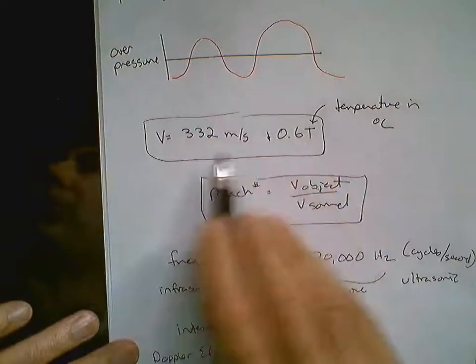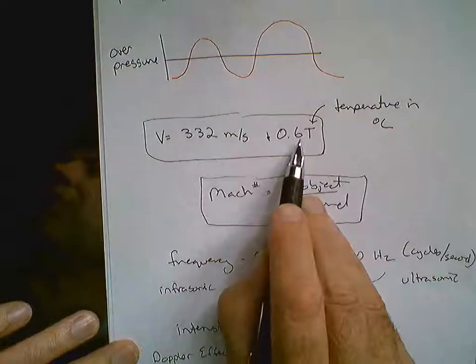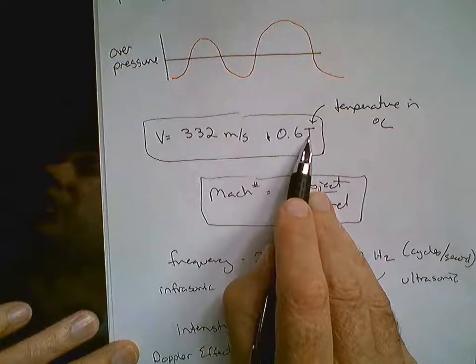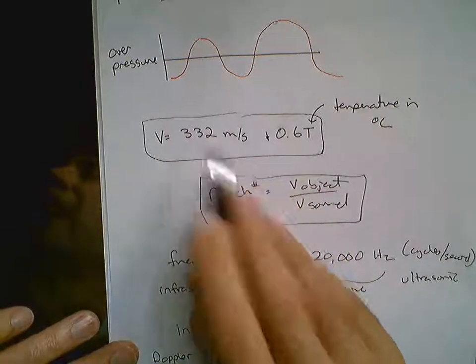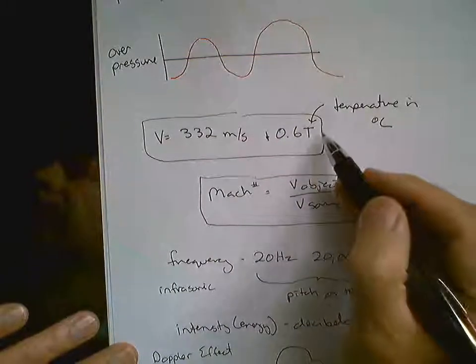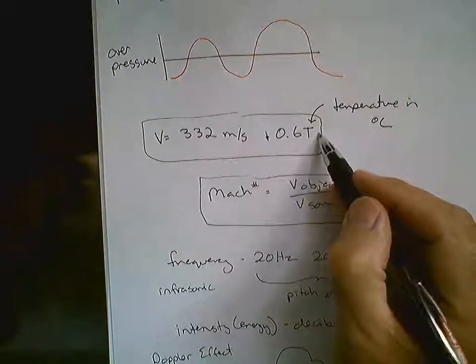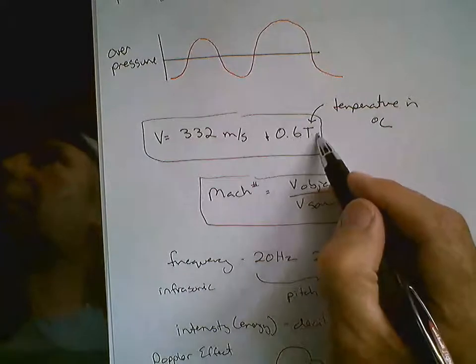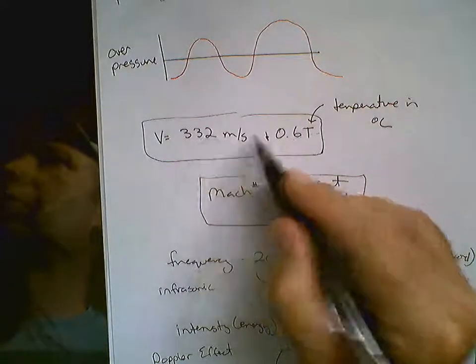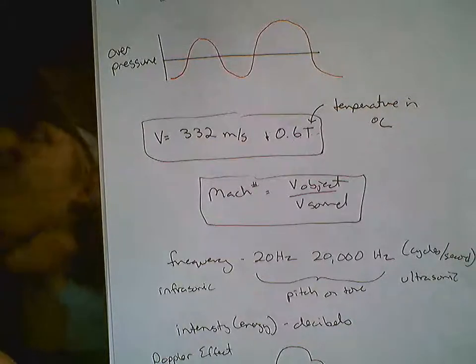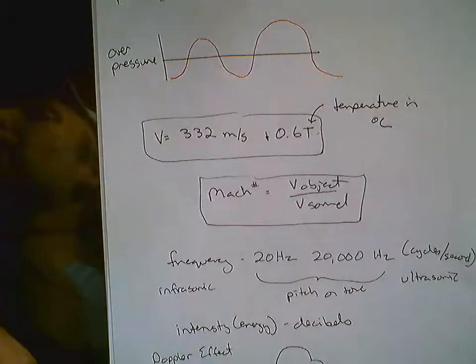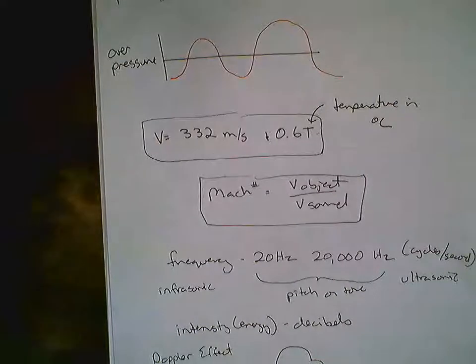Now, when you're doing calculations with the speed of sound, for every degree Celsius the temperature goes up, we've got to multiply that by 0.6 and add it to the speed of sound. So if the temperature was 10 degrees Celsius, 10 times 0.6 is 6. 332 plus 6 is 338 meters a second. So what you will find is that sound travels faster when it's hotter out.